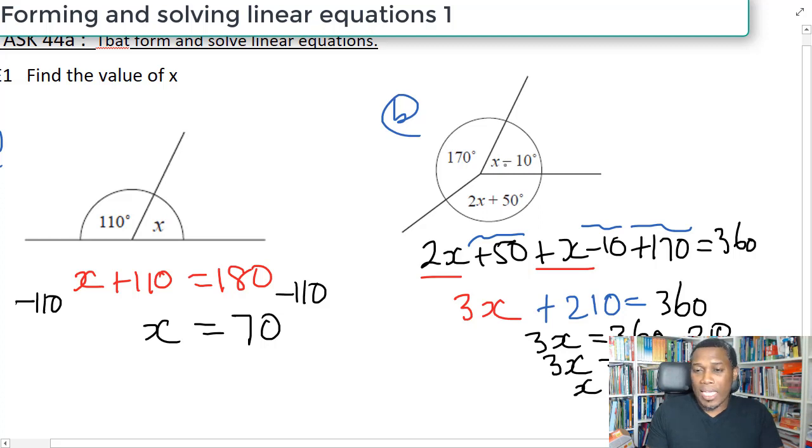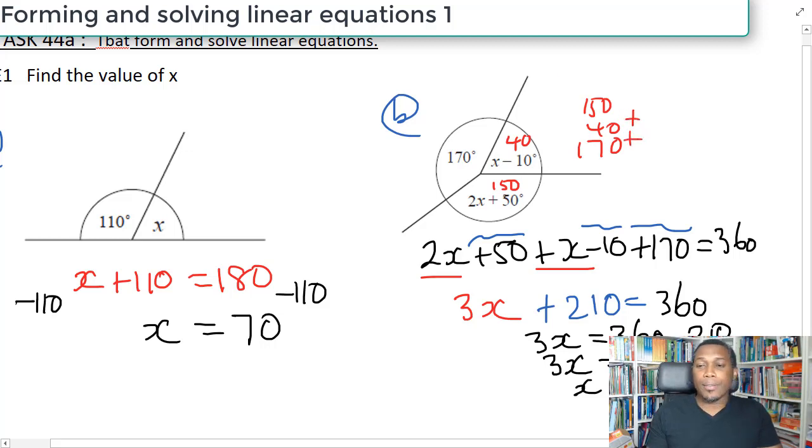If I do a check here, I'm saying x is 50. 50 take away 10 will be 40. And then 2x, that will be 100 plus 50 is 150. And we can check, does it add up to 360? 150, 40, and 170. We can ignore the 0. 17 and 4 is 21, and 21 and 15 is 36. Ladies and gentlemen, we have 360 degrees. We're sorted.